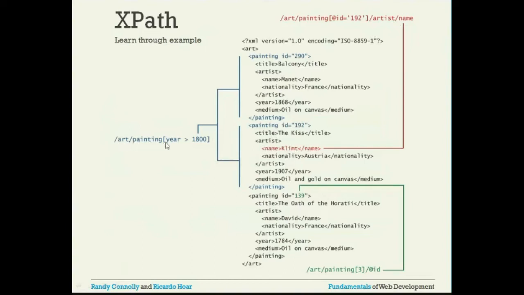This one is art painting year greater than 1800. Also, you can search inside the XML. It is kind of a search. What you are doing is looking for an art painting whose year is greater than 1800. If you see here, the year is 1868. This one is 1907. This is 1784. This year is less than 1800, so this will not be selected. It will select this particular painting and this particular painting.